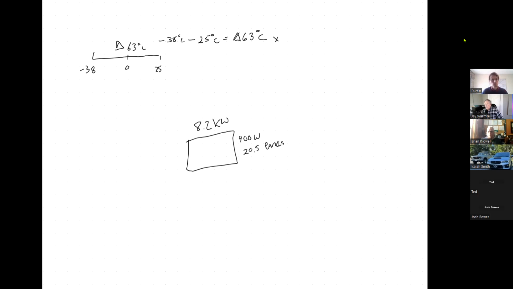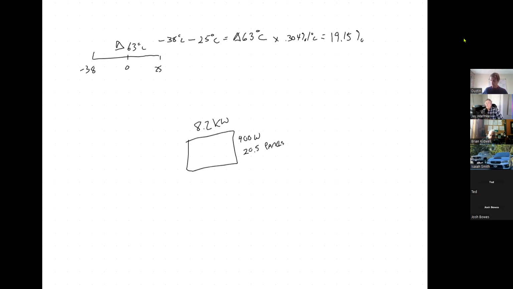The temperature coefficient at VOC was 0.304% per degree Celsius. That was off of the panel spec. So now I take 63 times 0.304, and I get 19.15. So 19.15%. On the coldest day ever, that panel is going to produce 19.15% more volts than it will under standard test conditions.